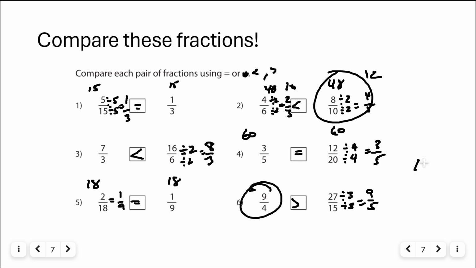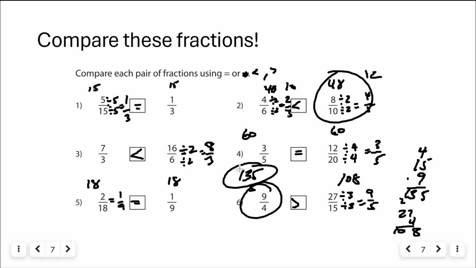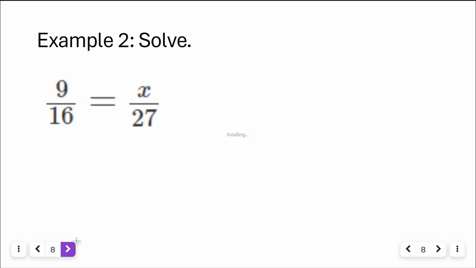Again, you don't know that. 15 times 9. 9 times 5 is 45. 4 to carry. 135 over there. 27 times 4. 8. 2 to carry. 108 over there. So this one is the larger one. Okay? So there's lots of ways to compare them.